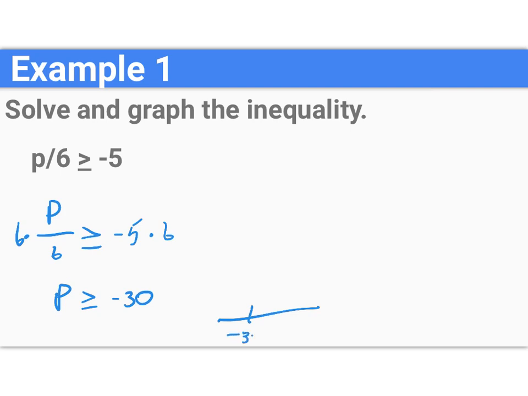So negative 30, put a 0 for reference. Color in a circle because the inequality is underlined, and all numbers bigger than or equal to negative 30 fit in the solution set.